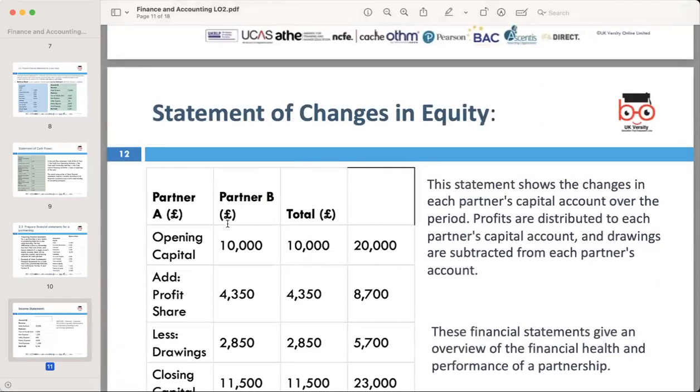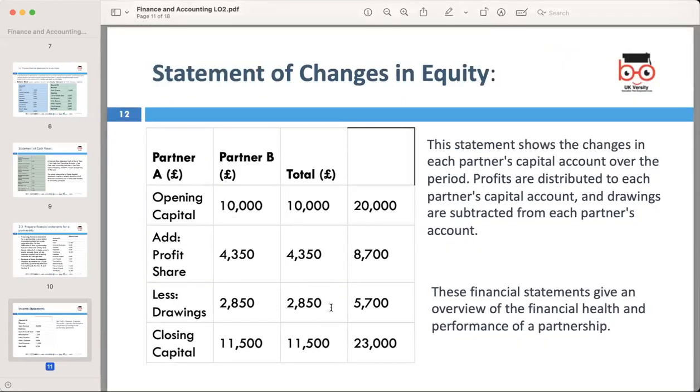Here, the partner drawing is 2,000. Moving on, the partner drawings are 2,850 for partner A and 2,850 for partner B, the same amount. Consequently, the total drawings for both partners sum up to 5,700 pounds.